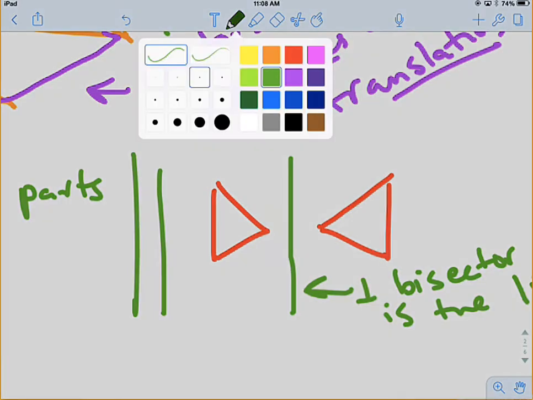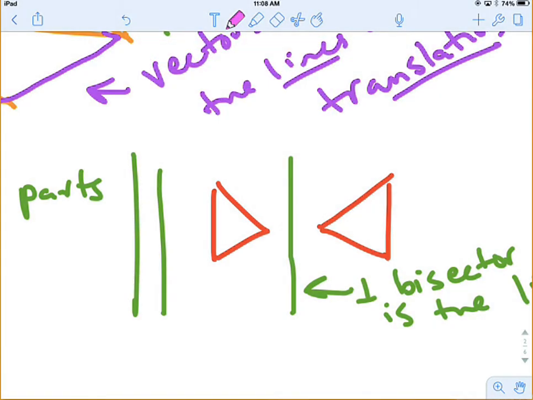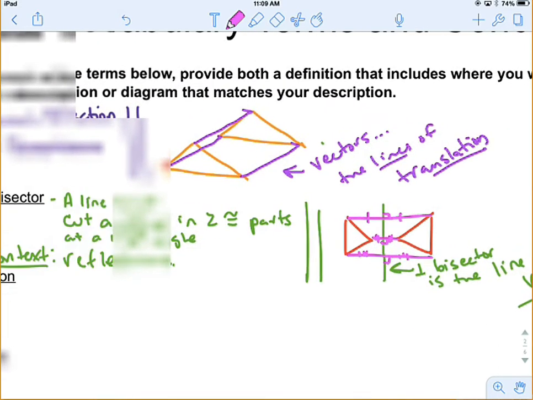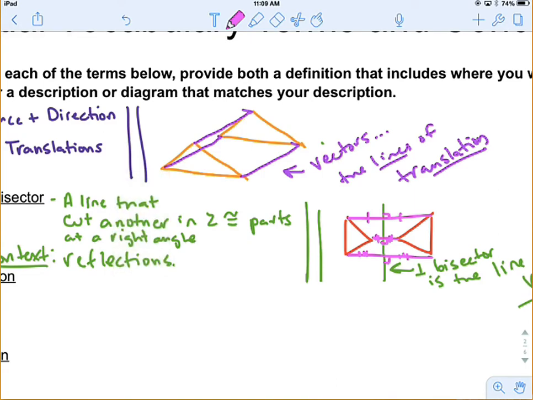So when you're looking at this, we have this line that connects the pre-image and the image. That's been perpendicularly bisected. Here's this one again, and the one at the bottom as well. So perpendicular bisectors you see in the context of reflections, and there you have it.